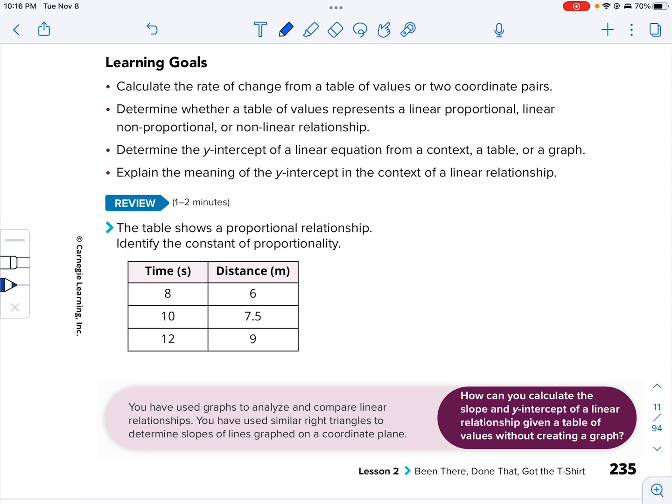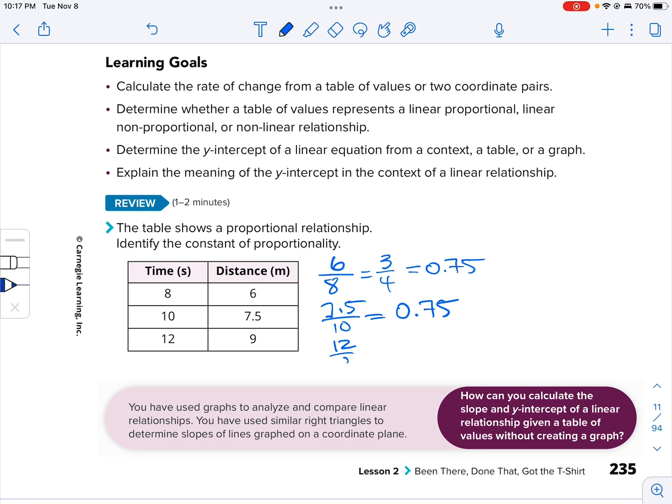It says, does this show proportionality? Okay, so remember, it is the change in y over the change in x. So 6 over 8 simplifies to 3 over 4, which is 0.75. 7.5 divided by 10, look at that, that goes down to 0.75.